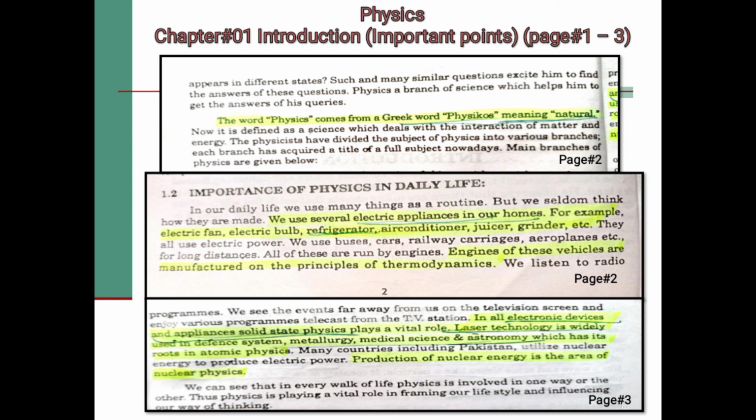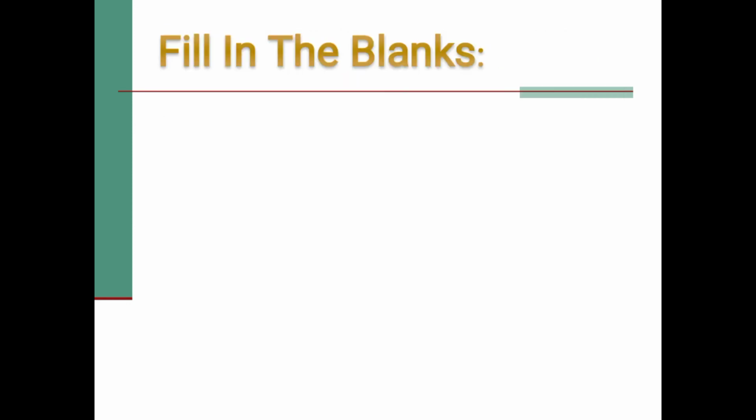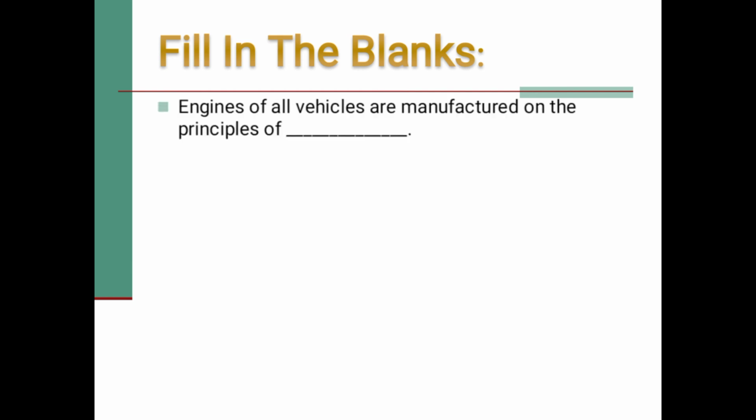Okay, now I am going towards the question answer session, and students, you know your participation is a must. My first question is for Ali Rao. Engines of all vehicles are manufactured on the principles of dash. Please write down the answer in the chat box. Yes, that's very good. All of you are giving the right answer. The right answer is thermodynamics. Engines of all vehicles are manufactured on the principles of thermodynamics.